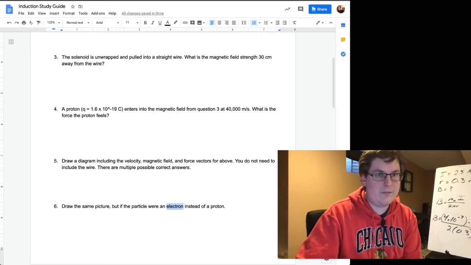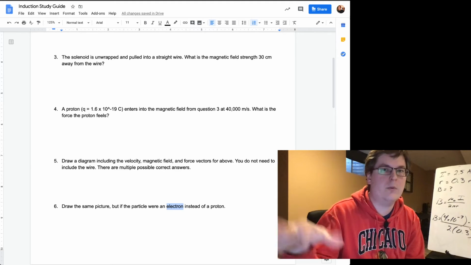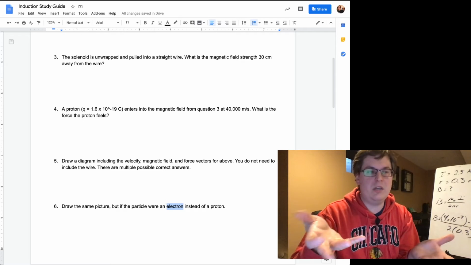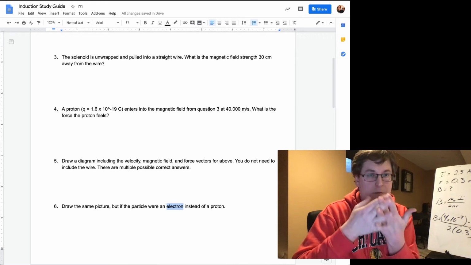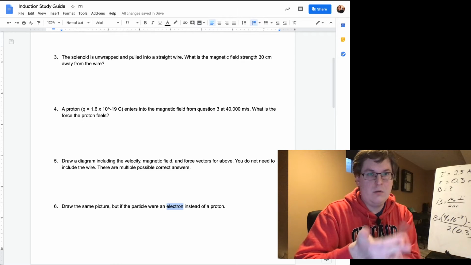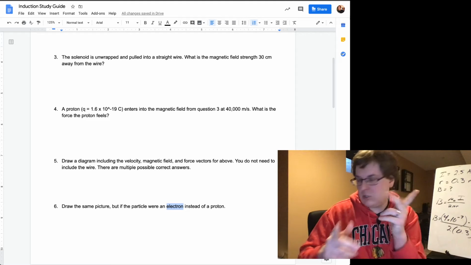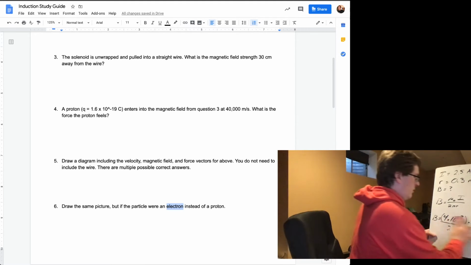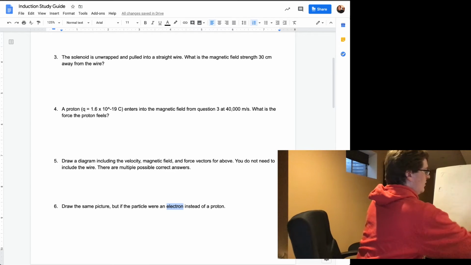Proton and electron have the exact same charge in coulombs. The only difference is one is positive and one is negative. So we wouldn't have to do the math twice. The only thing that would change would be the direction of our answer. Okay, so the force would be the same because all the parameters would be the same, but the direction of our answer would change. I'll talk about that in a second. So let's go back to our whiteboard and set up the next part of this.